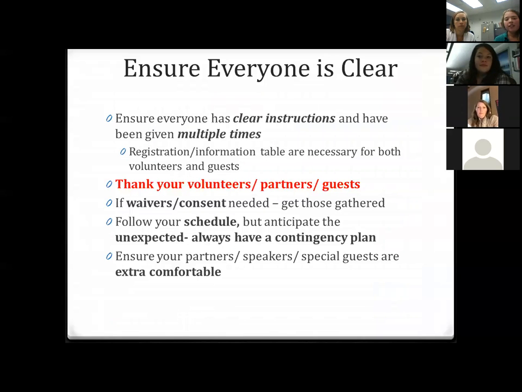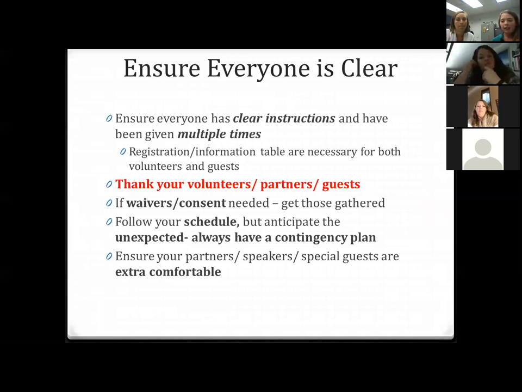For your day of event, make sure everyone has clear instructions that have been given multiple times. This counts for your volunteers, it counts for the attendees, it counts for your partners. Just clear instructions that are easy to find, and most likely they'll need to be given multiple times, in different areas as well. Don't forget to thank those volunteers, those partners and guests that are coming.